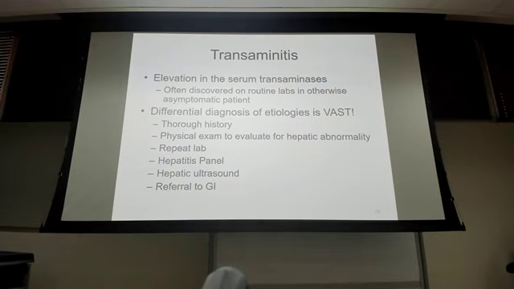And if we repeat the labs, they come back, we can't really figure it out. We send them out for an ultrasound, still can't figure out what's going on. Time to probably phone a friend, right? Reach out to GI and say, can you help me with this patient? Can you evaluate and treat my patient with transaminitis of unknown origin?